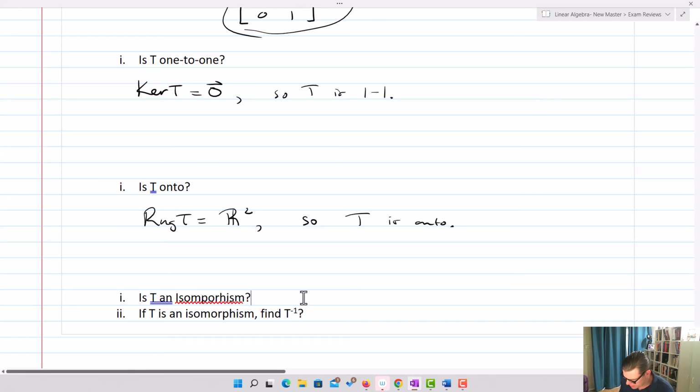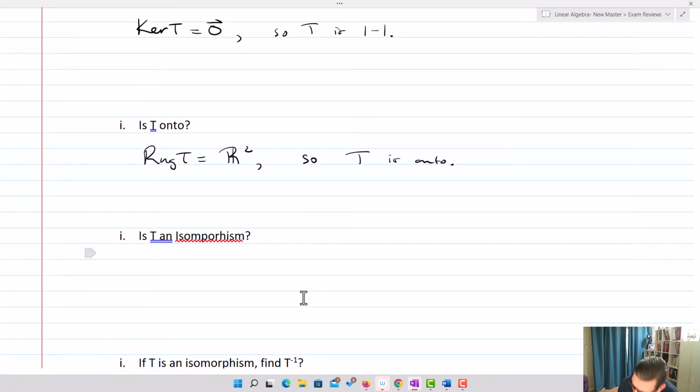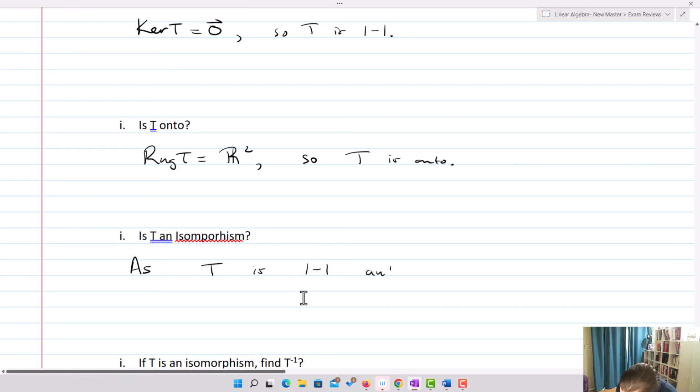Is T an isomorphism? Yes. Okay? As T is 1 to 1 and onto, T is an isomorphism.